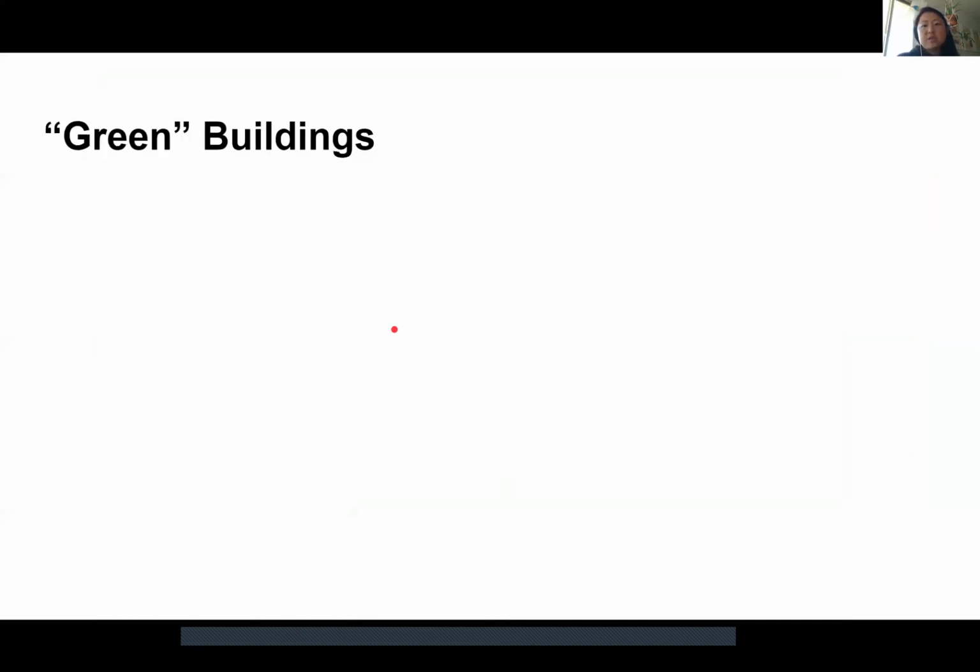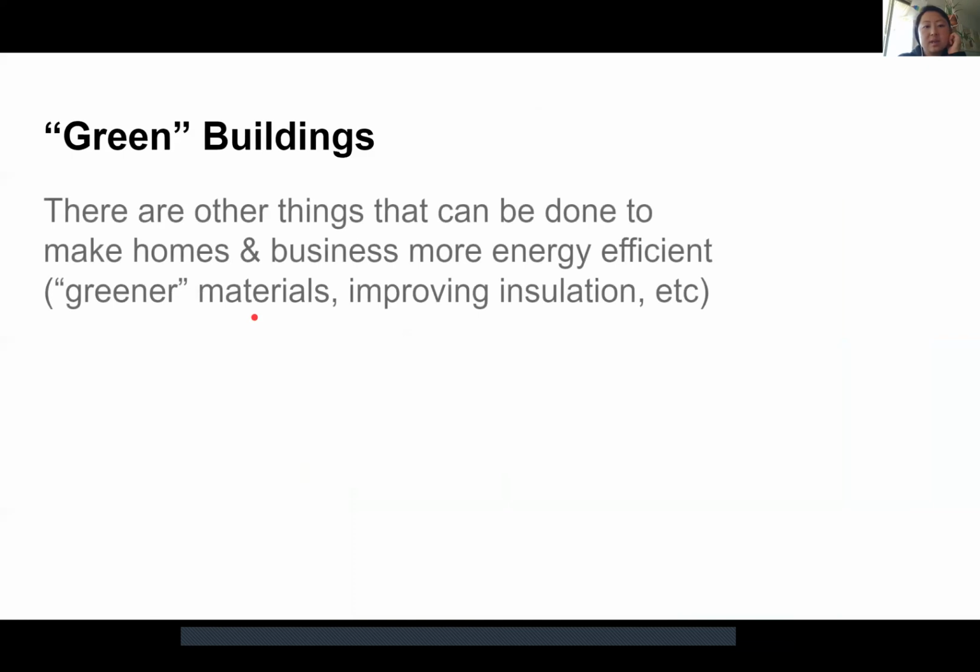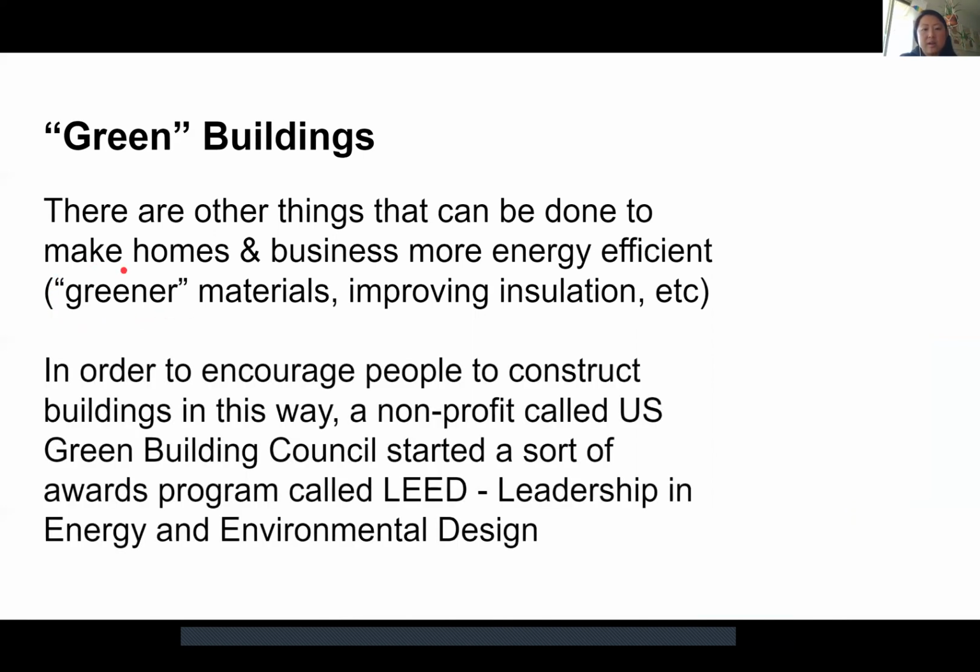All right. So we were talking about our personal homes. We're going to expand over to communities and societies. So there's a concept of green buildings. There are other things that can be done to make homes and businesses more efficient, like using greener materials, improving insulation and whatnot. So there's a big movement to encourage people to construct buildings in this way.